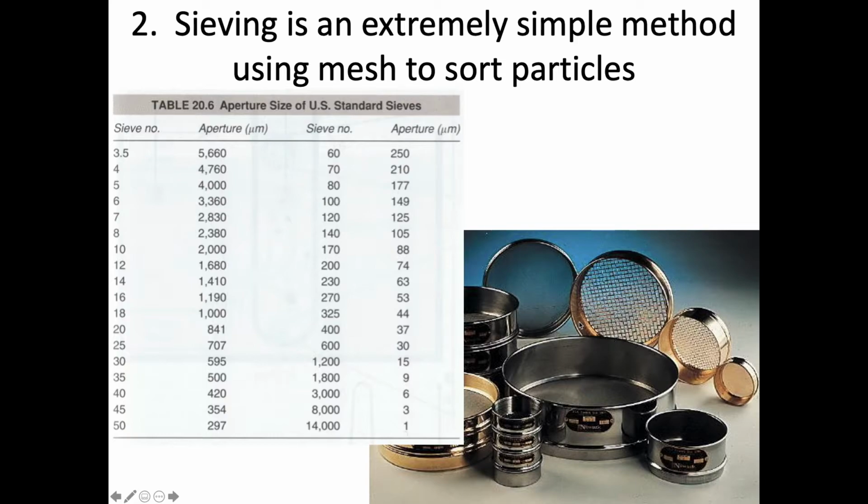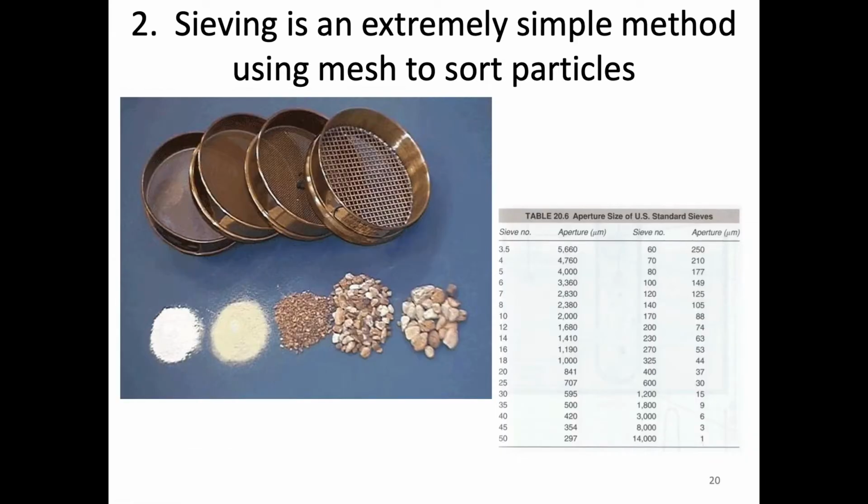The idea is that we can use these to sort a powder. The way we would do this is we would stack these sieves with the smallest number on top, so the biggest opening, and the smallest opening, or largest number, on the bottom. And so we would pour the powder in the top. Anything that's smaller than the opening size would go through.